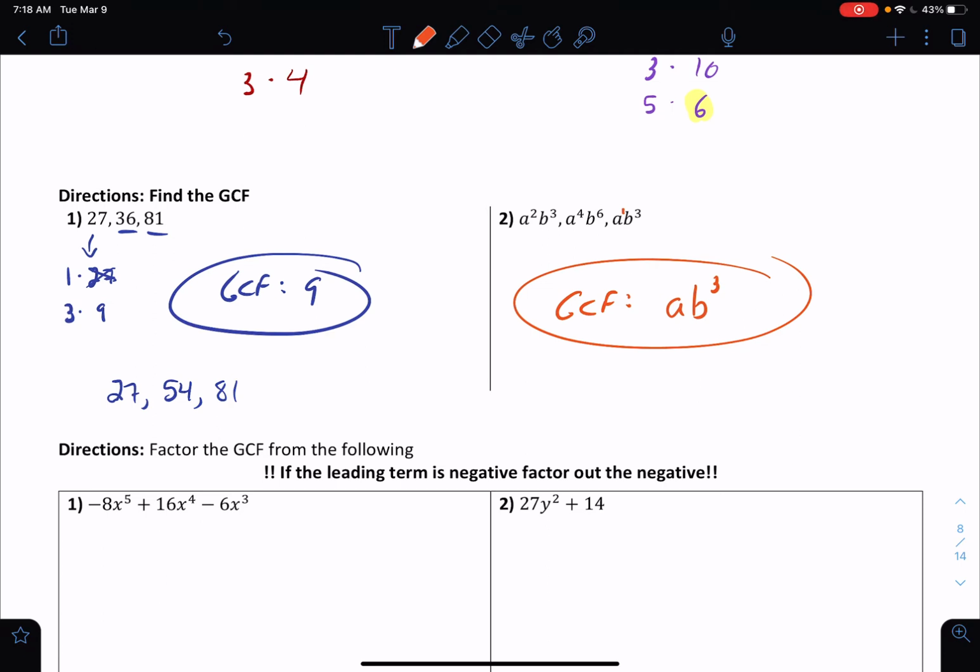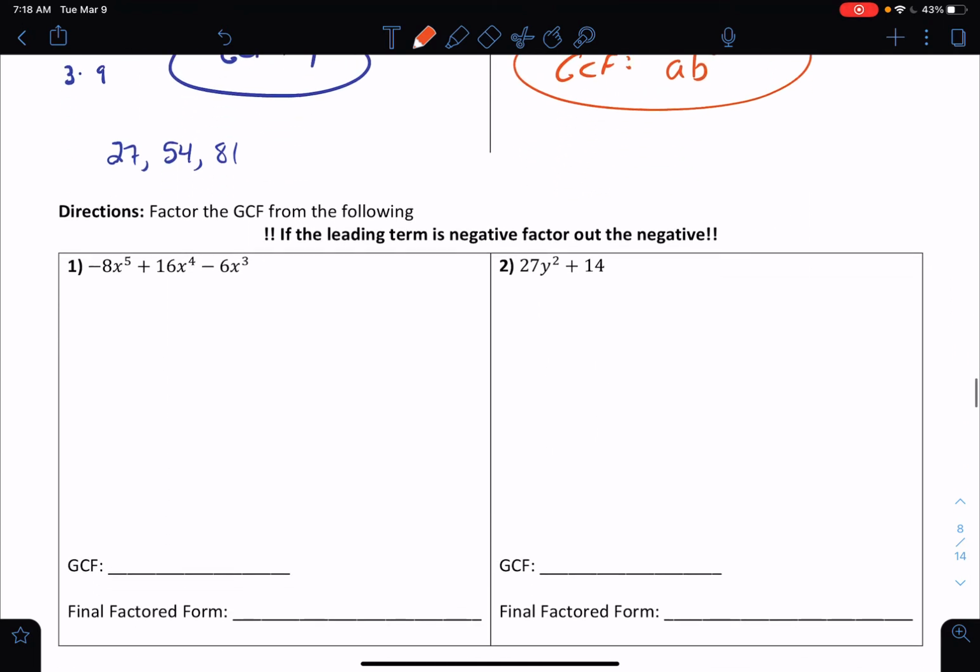Okay, now that we've got an idea of what greatest common factor is, let's factor the greatest common factor from the following. All right, now, basically what you're looking for is what do they have in common with the numbers and the variables. And if the leading term, so if the first term you see when it's in standard form, is negative, we also have to factor out a negative sign. All right, that's really key.